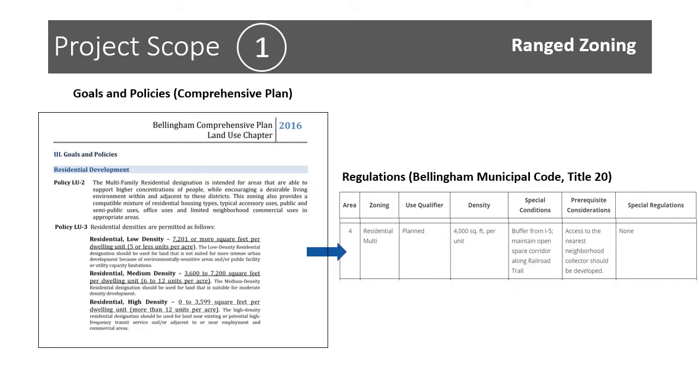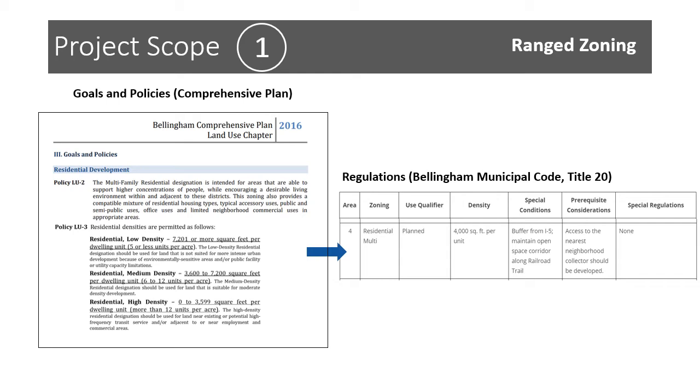Range zoning refers to the density, or the number of units per acre, allowed in multifamily zones. The more units per acre, the higher the density. The fewer units per acre, the lower the density. The Bellingham Municipal Code includes 94 residential multi-zones, each with their own unique densities that align with the low, medium, or high density ranges in the Bellingham Comprehensive Plan.